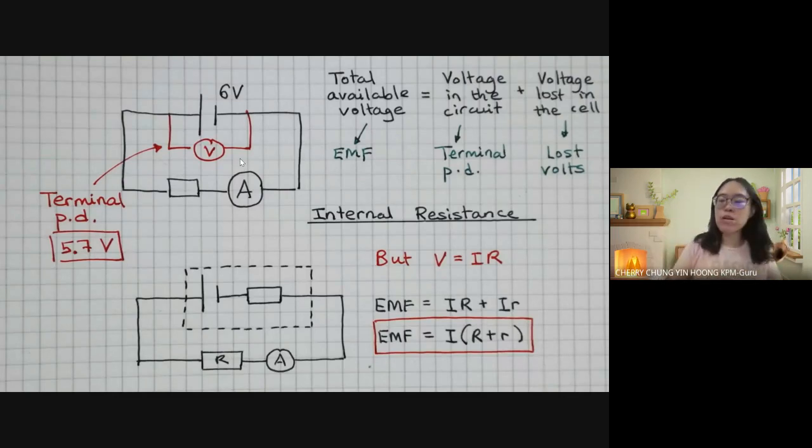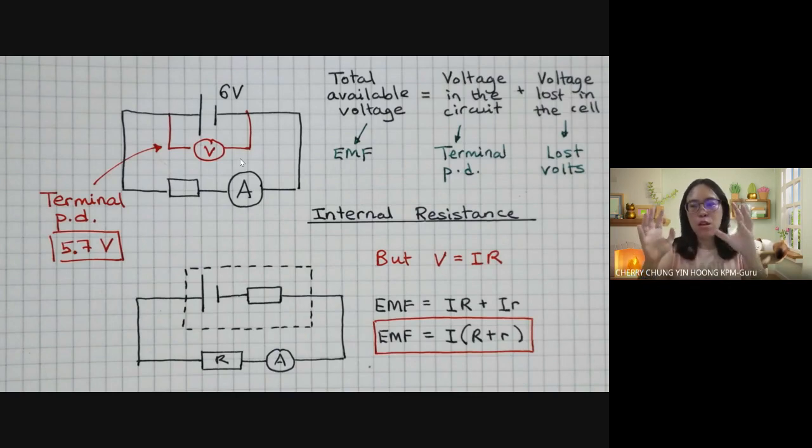Okay, so 我希望这一个 simple 的 video 可以让你知道 the relationship between EMF 和 terminal PD, 就是 the voltage inside the circuit and also the voltage loss in the cell, due to the internal resistance inside the cell.